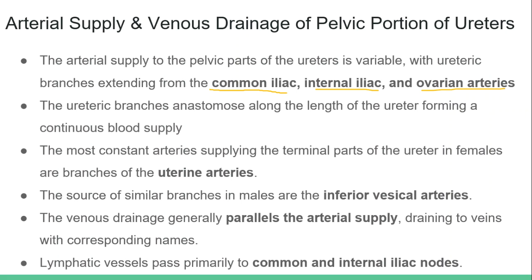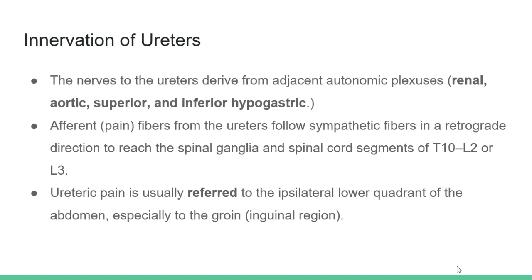The most constant arteries supplying the terminal parts of the ureter in females are branches of the uterine arteries. The source of similar branches in males are the inferior vesical arteries. The venous drainage generally parallels the arterial supply, draining to the veins with corresponding names, and the lymphatic vessels pass to the common and internal iliac nodes.